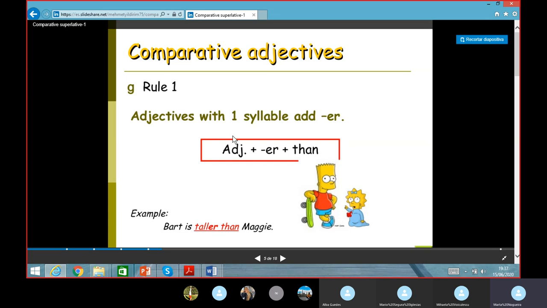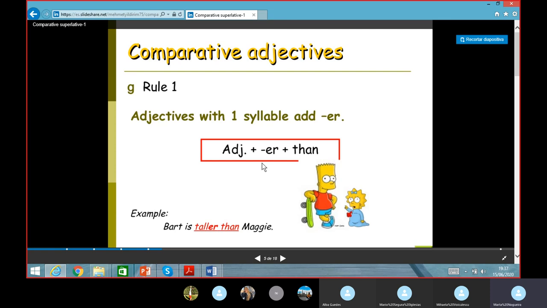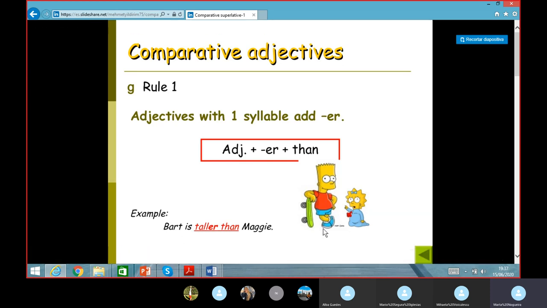So, guys, put the adjective, like tall. Okay, this is an adjective, short, hardworking, old-fashioned, heavy, funny adjectives. We're going to add ER, okay, at the end of the word. Okay, and then we're going to put than. Es el término de la comparación que. Bart is taller than Maggie. Bart es más alto que Maggie. Más alto que, lo estamos comparando. Ese que es el than.